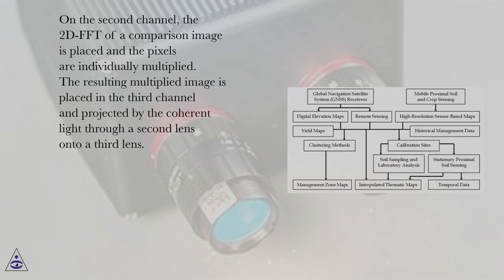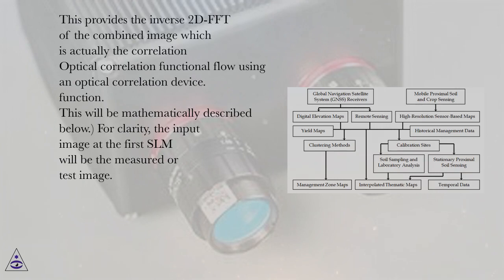SLM. On the second channel, the 2D FFT of a comparison image is placed and the pixels are individually multiplied. The resulting multiplied image is placed in the third channel and projected by the coherent light through a second lens onto a third lens. This provides the inverse 2D FFT of the combined image, which is actually the correlation. Optical correlation functional flow using an optical correlation device. The function will be mathematically described below.